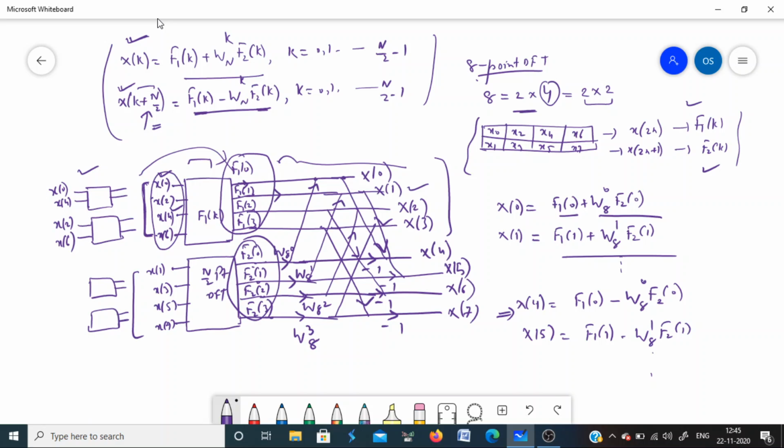Okay. Now F2K is the 4-point DFT of this sequence. Now if I again divide this into even and odd samples, so x1 and x5, that will be the input to one block, and x3 and x7, that will be input to another block. So if you know the 2-point DFT of this, and 2-point DFT of this, these are two 2-point DFTs. So you can combine these 2-point DFTs to get a 4-point DFT.